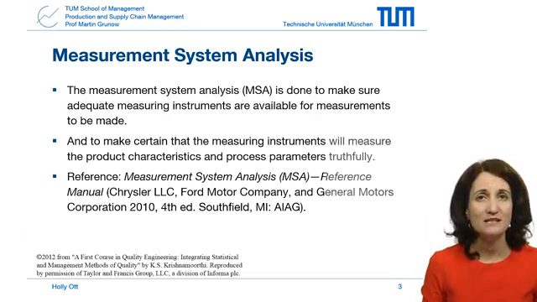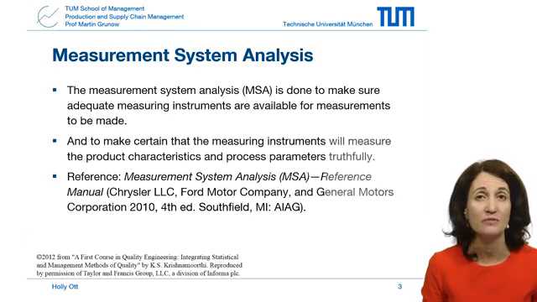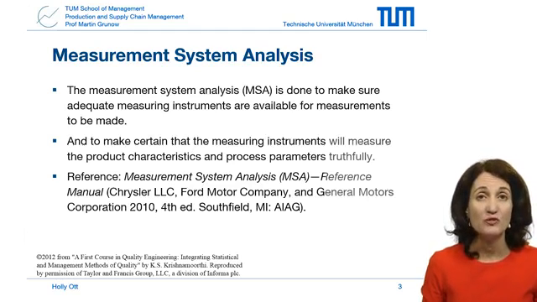The measurement system analysis, or MSA, is done to make sure that measuring instruments of adequate capability are available for taking measurements on the product characteristics, product variables and process variables of a given process, and that the measuring instruments will measure these characteristics and variables truthfully. When we say measurement system, we're implying that there's a scheme or system existing, including instruments, equipment, operators, software, procedures, everything that is required to produce a measurement.